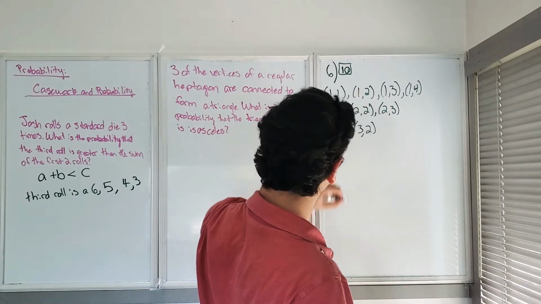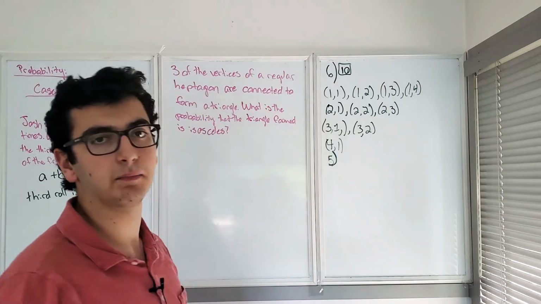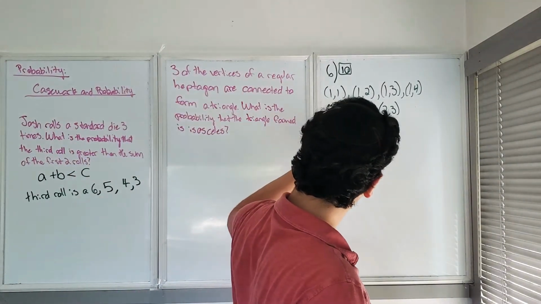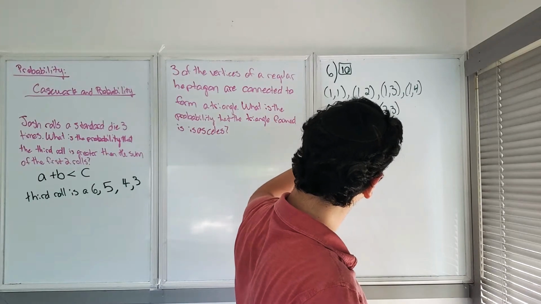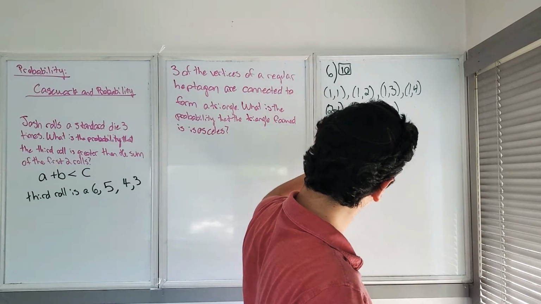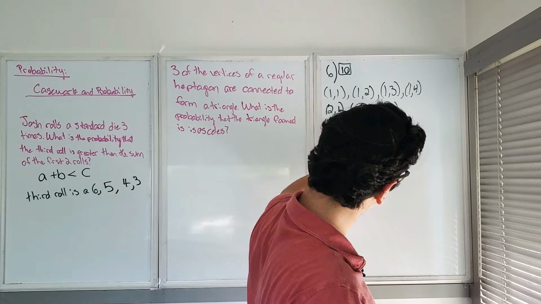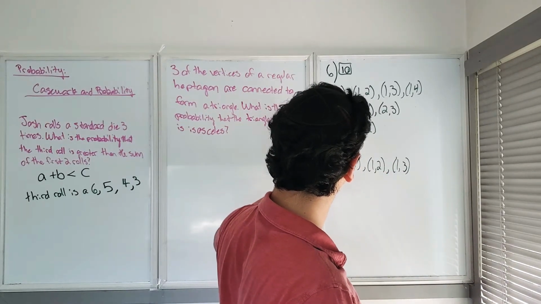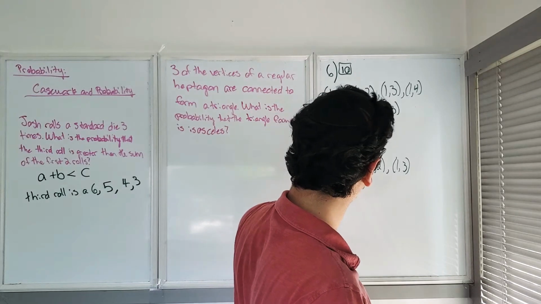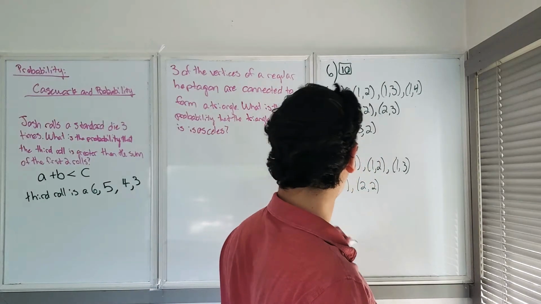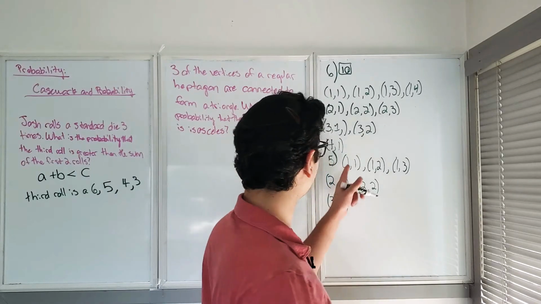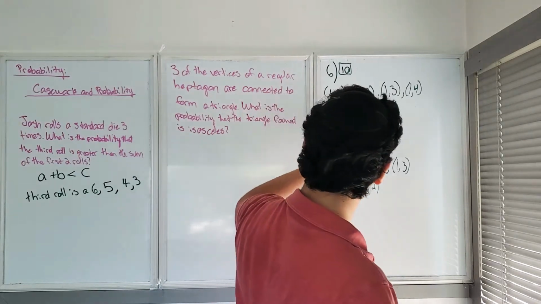And now let's move on to 5. So now the sum of 2 numbers has to be less than 5. So we could have 1, 1, 1, 2, 1, 3, and we can't do 1, 4. Then we could have 2, 1, and 2, 2. And then we could also have 3, 1. That's 1, 2, 3, 4, 5, 6 cases.